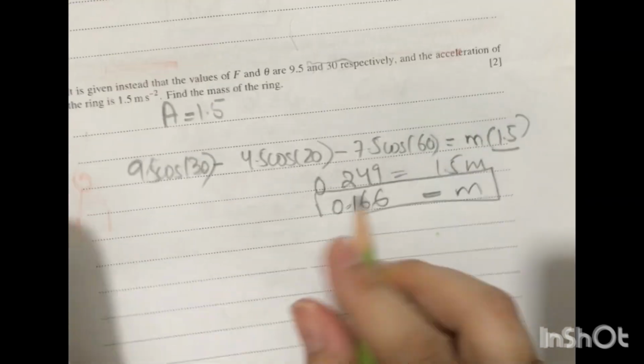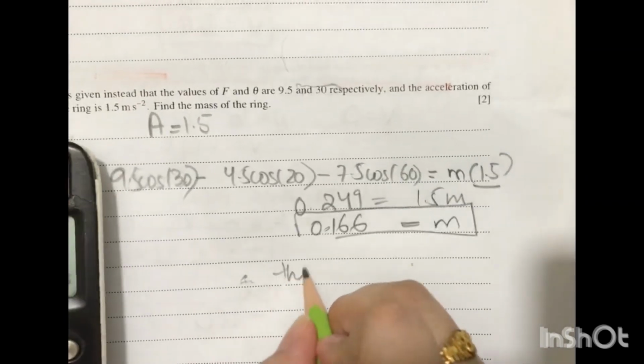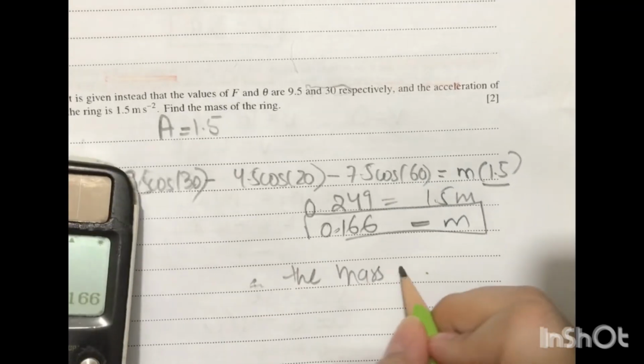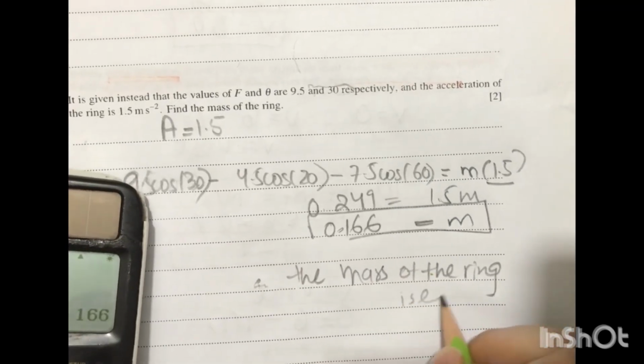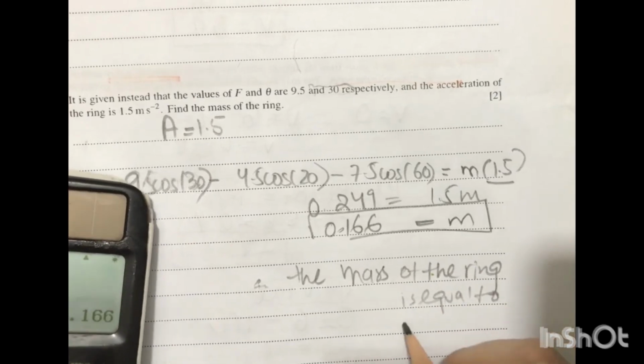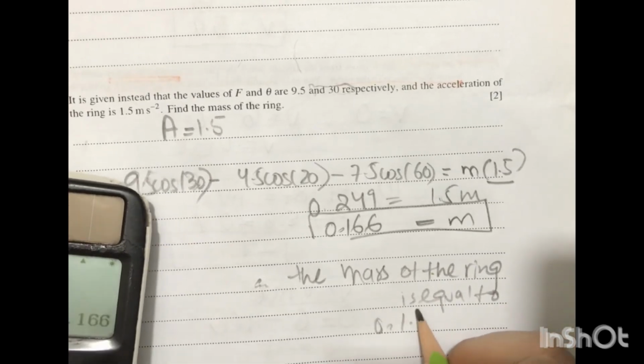So we can write the mass of the ring is equal to 0.166 kg.